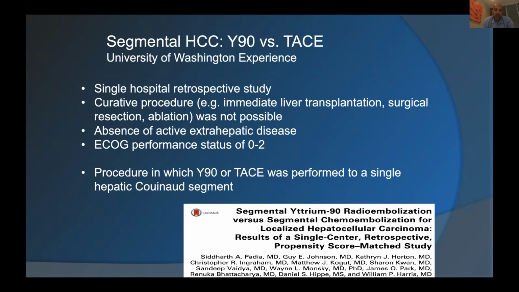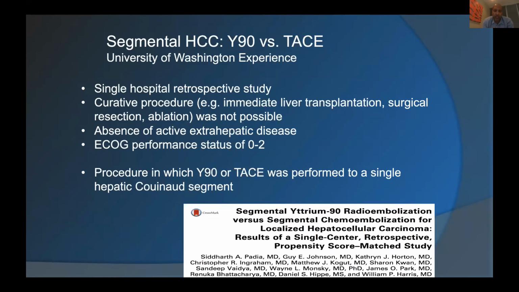This was when I was at University of Washington, this was a single center study. It was HCC only. These were patients where transplant immediately, at least, was not available. They were not candidates for surgical resection. And we felt that they were not ablation candidates based on clinical or technical parameters. In other words, it was usually the location, that it was not in an amenable location for thermal ablation. No extrahepatic mets, reasonable performance status.